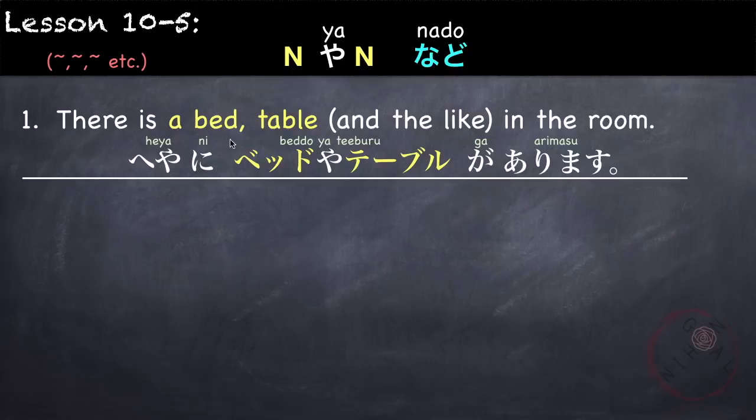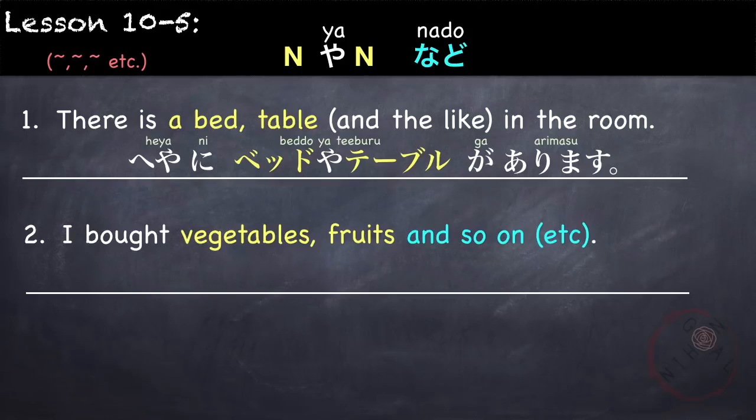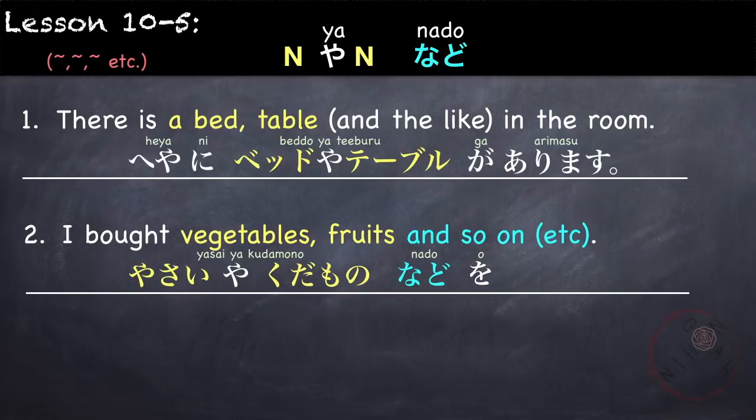So, や here means and the like. So, it is not limited to the bed and table. There could be some chairs and other things. 部屋にベッドやテーブルがあります。I bought vegetables, fruits, and so on, or etc. 私は, or you can omit 私は and just say 野菜や果物などを買いました。野菜や果物, so や and the like, など and so on, etc.